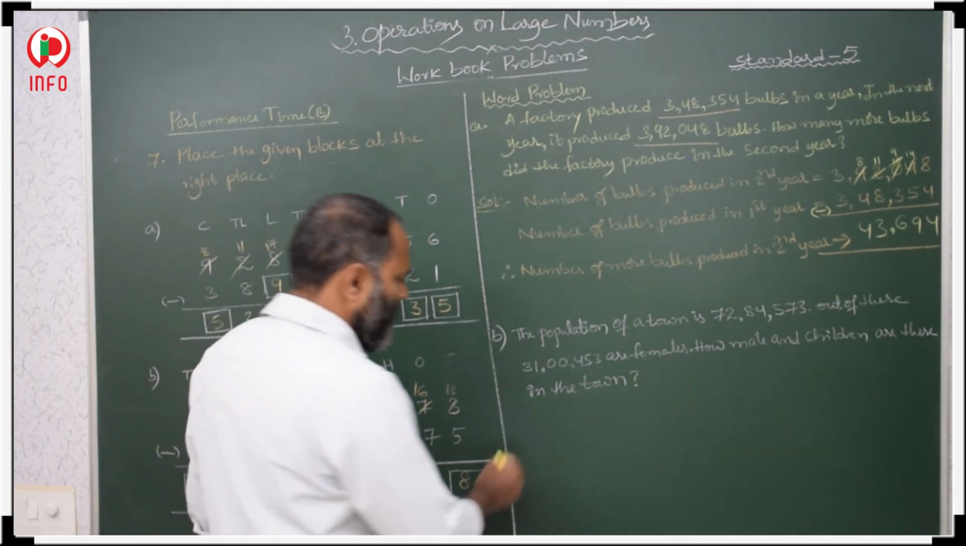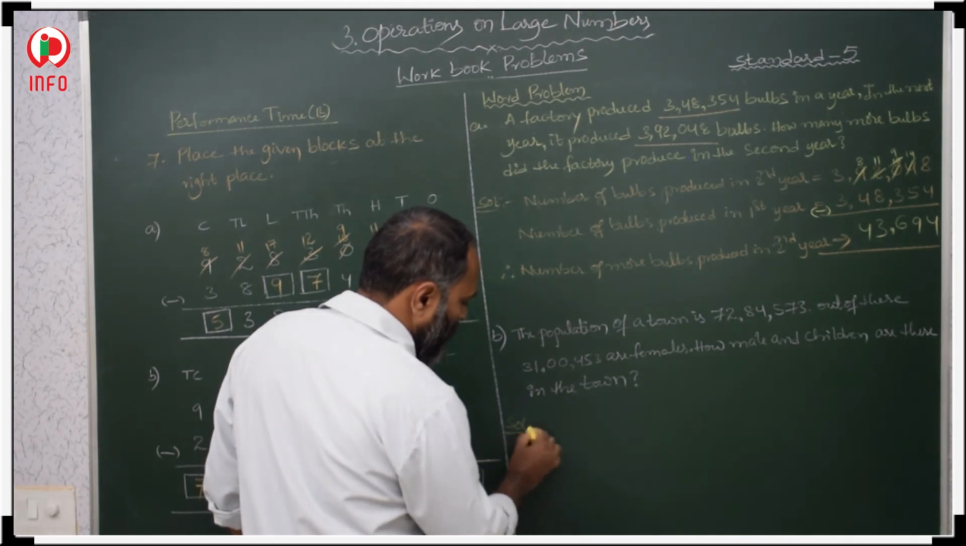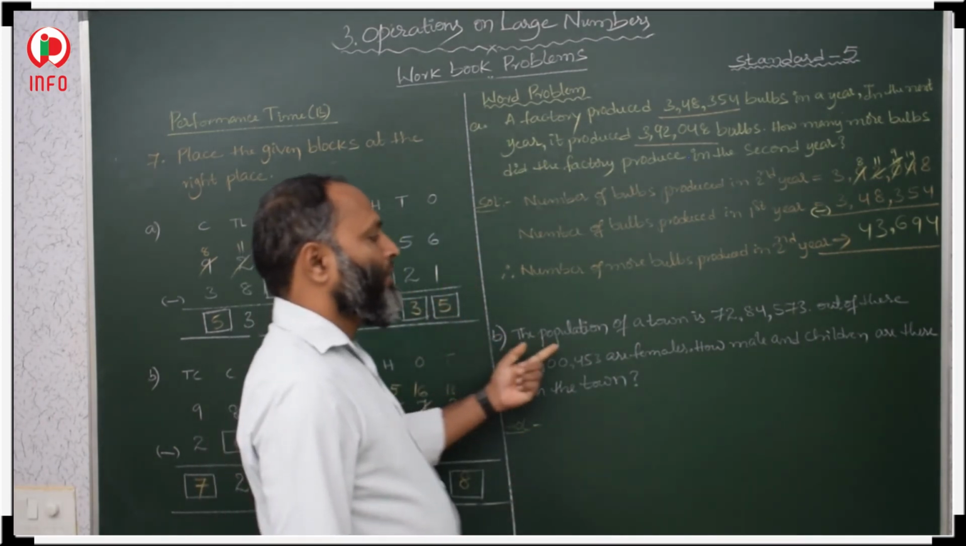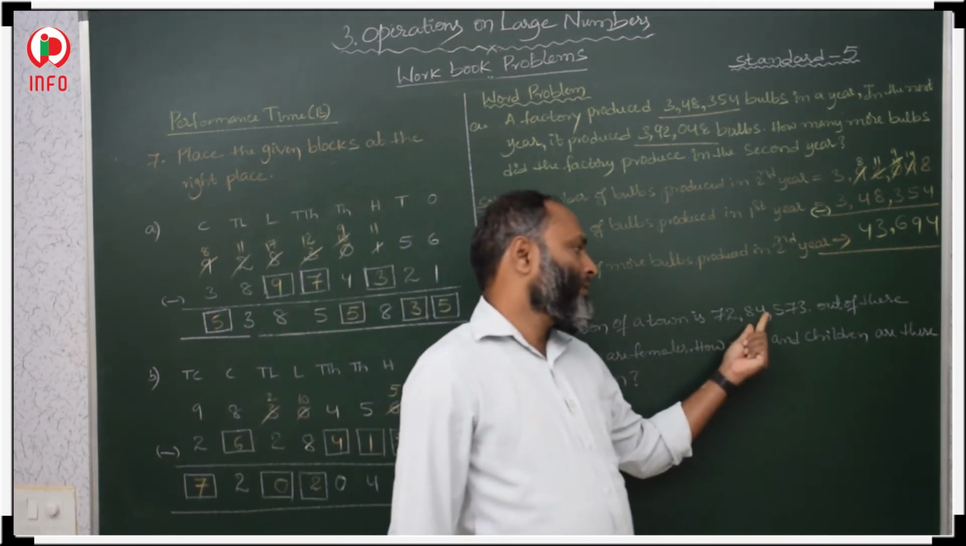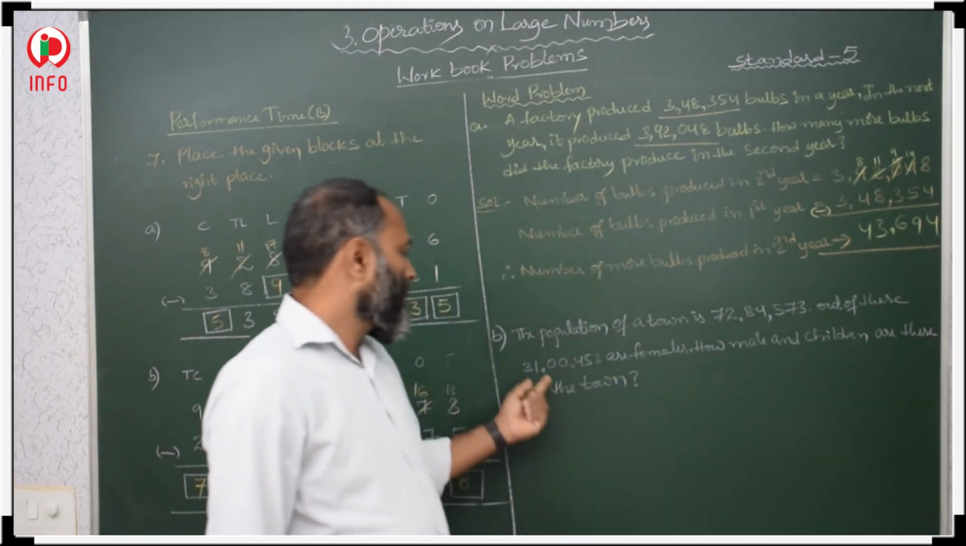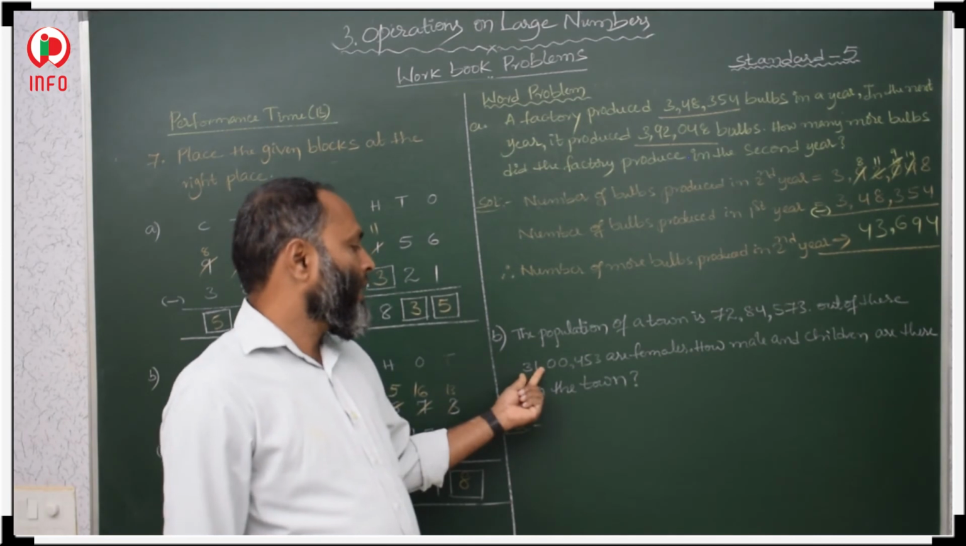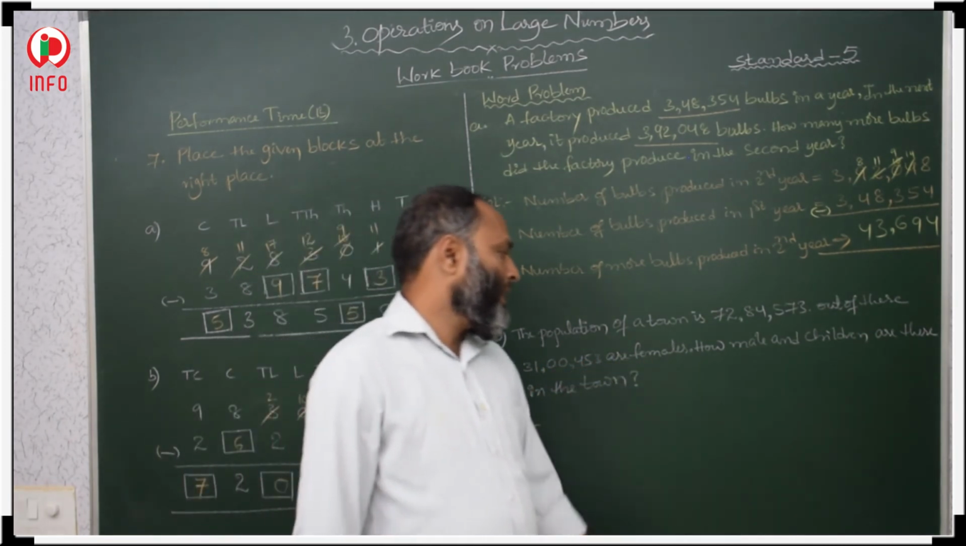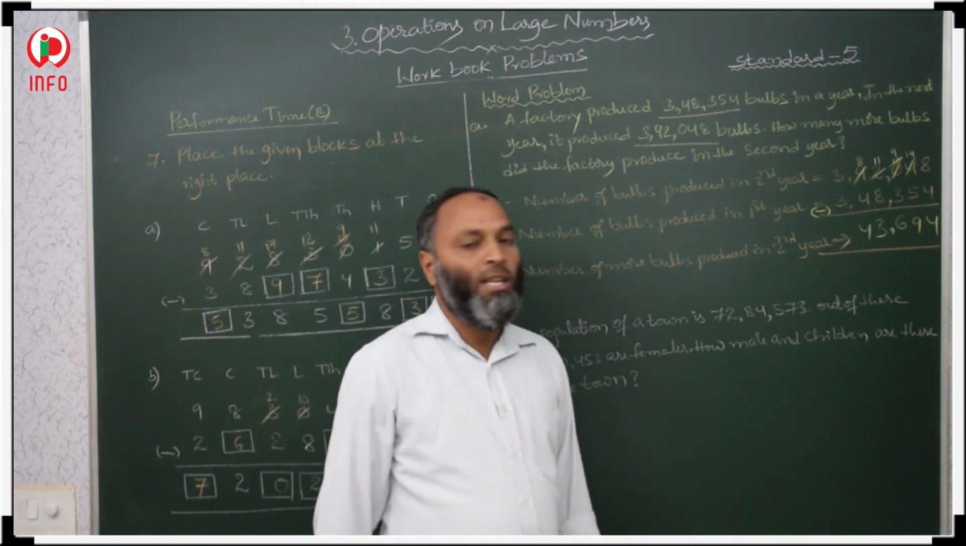Now, the next problem. The population of a town is 72,84,573. Out of these, 31,453 are female. How many males and children were there?